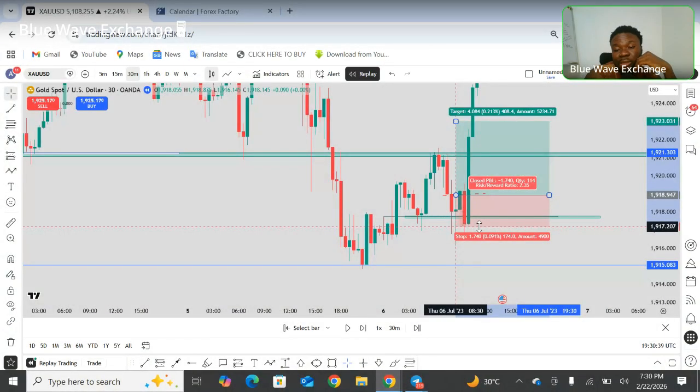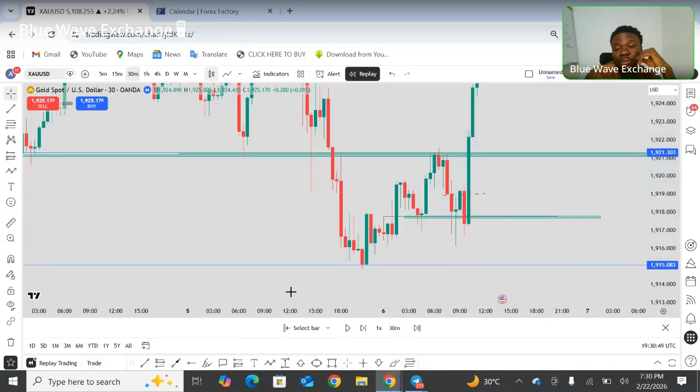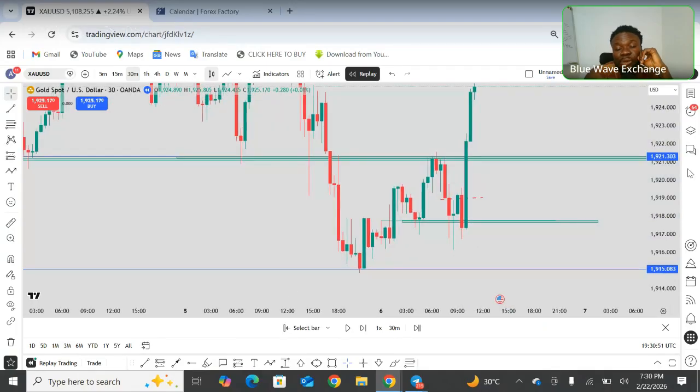This place doesn't make sense because there was no candle rejection over here. So this point would have been it, but price just came in and just moved. So the most important thing is know the direction of the market, then you follow suit.